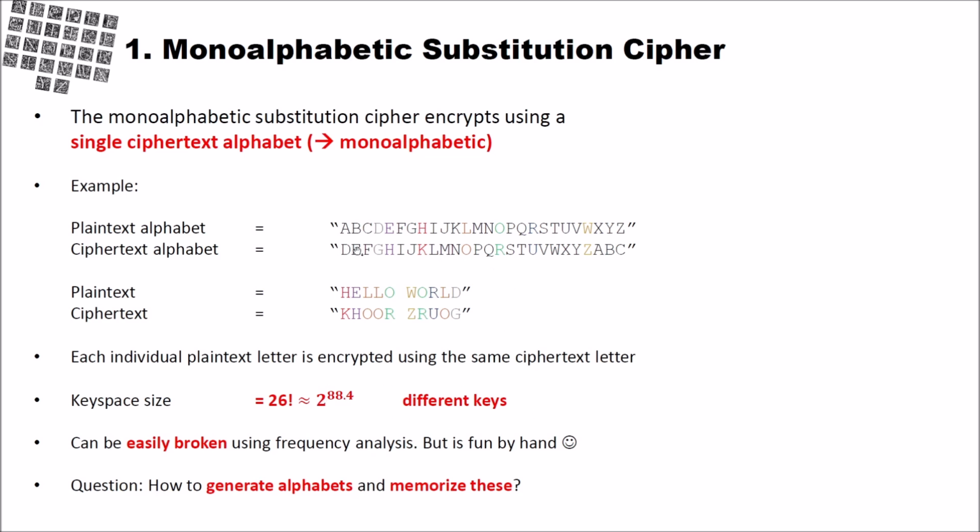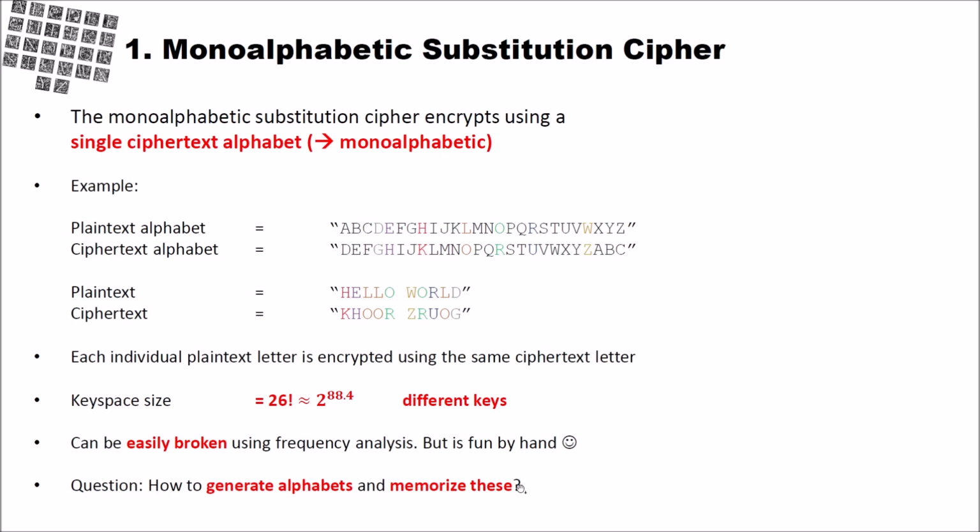meaning different ciphertext alphabets. But despite this huge key space size, monoalphabetic substitution ciphers can be easily broken using frequency analysis. You probably also know this from my other videos. But it's fun by hand to break these ciphers also. And now it's the question how to generate alphabets and more easily memorize these.